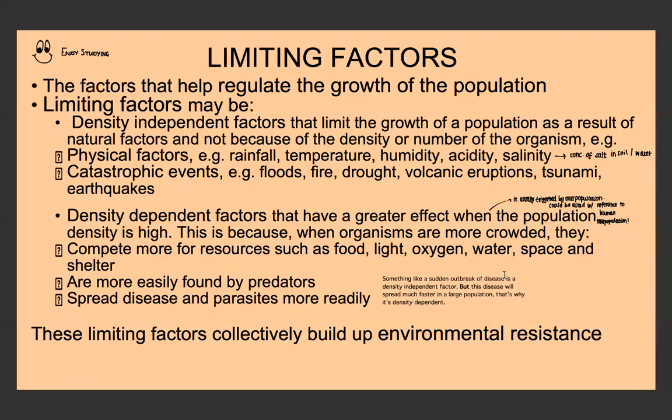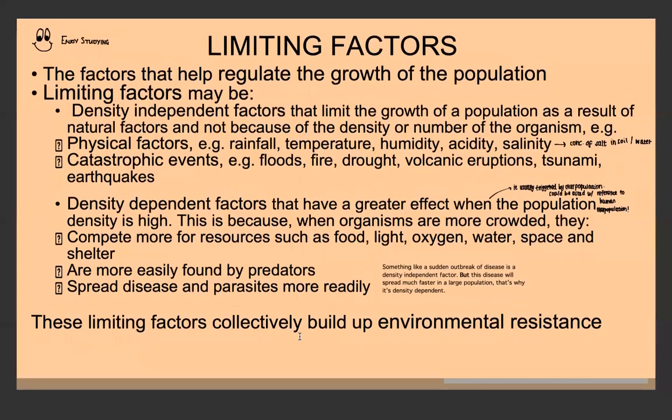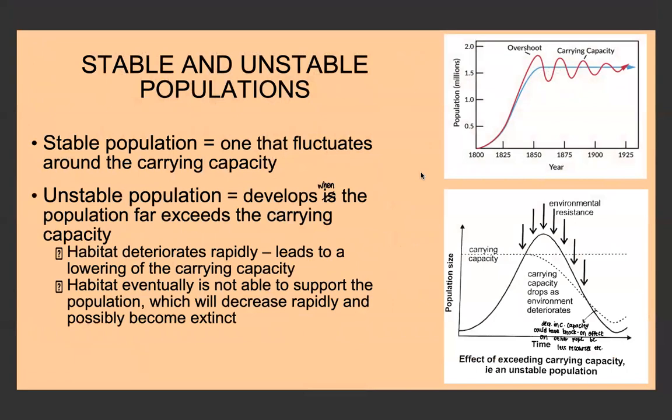And these limiting factors altogether build up environmental resistance. So there's two types of population. They can be stable or unstable. Stable is a population that fluctuates around the carrying capacity. So like this diagram, you can see that they relatively stay around the carrying capacity.